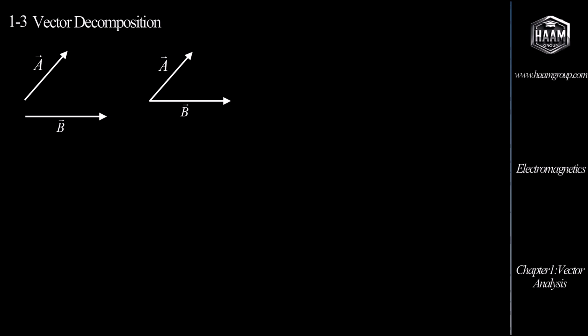First, draw vectors A and B so that they share the same origin. Let the angle between the two vectors be denoted by phi. Next, draw a perpendicular line from the tip of vector A to vector B. This construction produces two projections: the normal projection, shown in blue, and the tangential projection, shown in red.